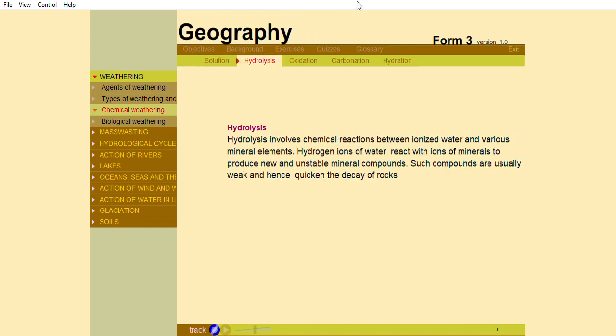Hydrolysis. Hydrolysis involves chemical reactions between ionized water and various mineral elements. Hydrogen ions of water react with ions of minerals to produce new and unstable mineral compounds. Such compounds are usually weak and hence quicken the decay of rocks.